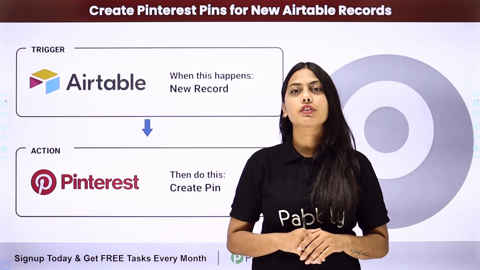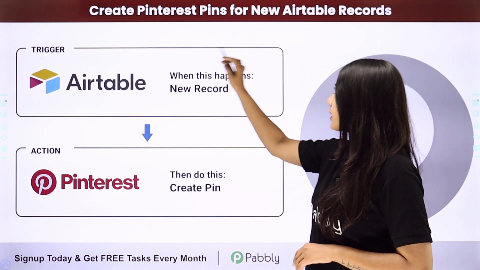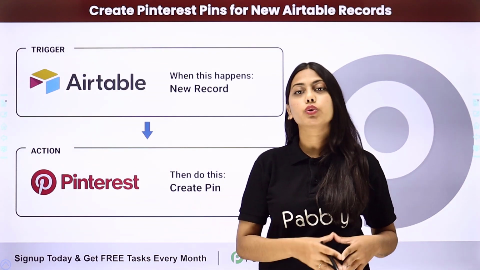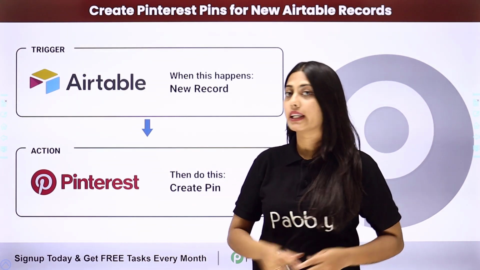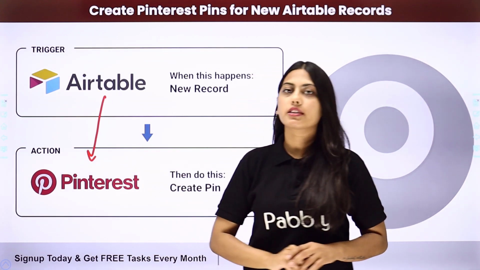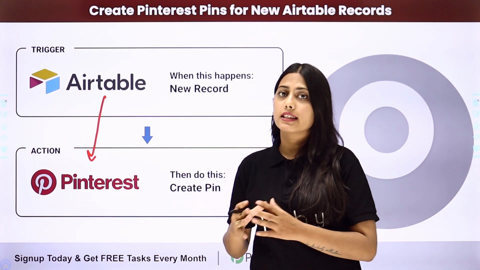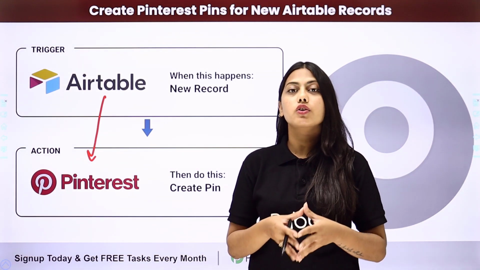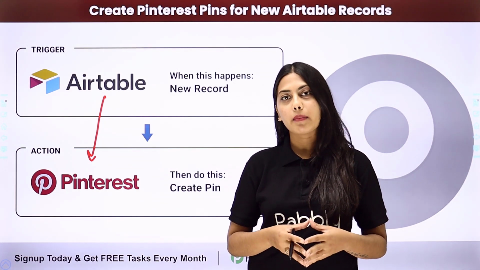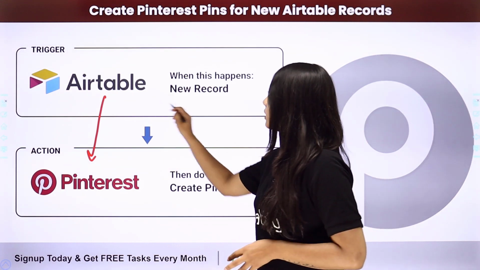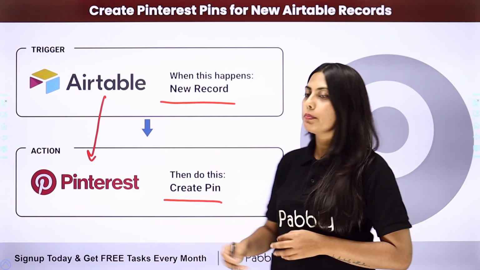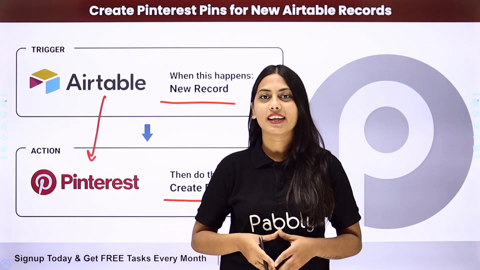Hello everyone, in this video we will learn how to create Pinterest pins for new Airtable records, which means that we are going to understand how to create an integration between the two applications, that is Airtable and Pinterest, in such a way that every record that is created in Airtable will be used to create a pin in your Pinterest. So in this automation that we will be creating using Pabbly Connect, our trigger will be the new record created in Airtable and our action will be to create a pin in Pinterest. Let us learn how to do that.